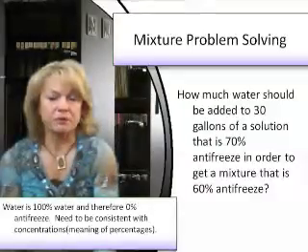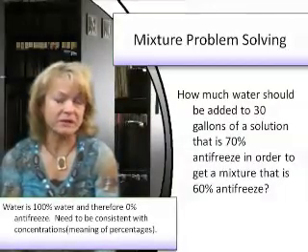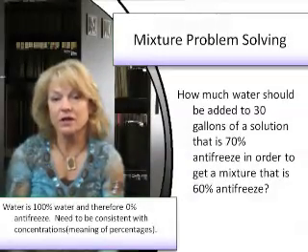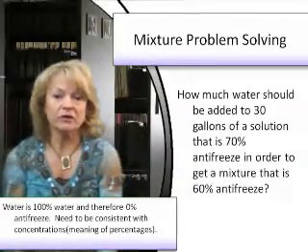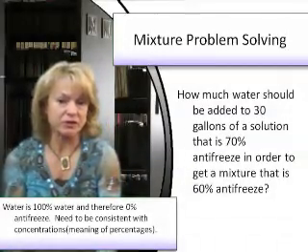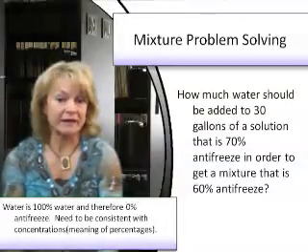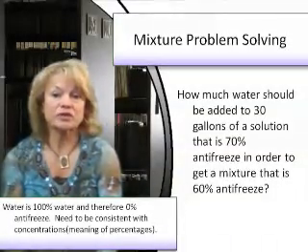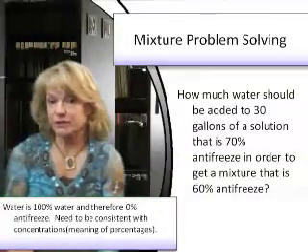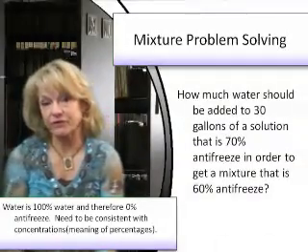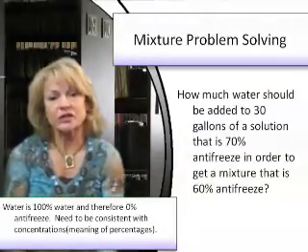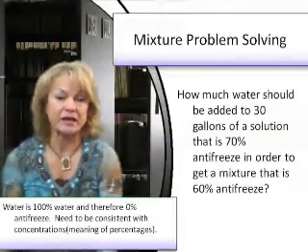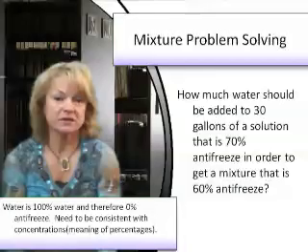Here is our first mixture problem. Although this problem is contrived, it can still be modeled if necessary. We're mixing pure water with a 70% antifreeze solution to gain antifreeze that is 60%. We're using the water to dilute the 70%, again for the 60%. The question is, how much water is necessary to do this if we have 30 gallons of the 70%?